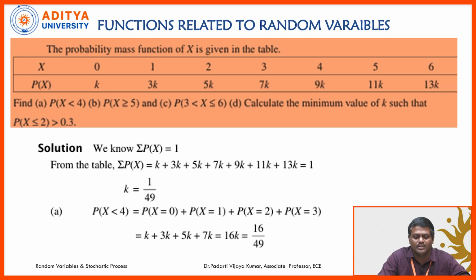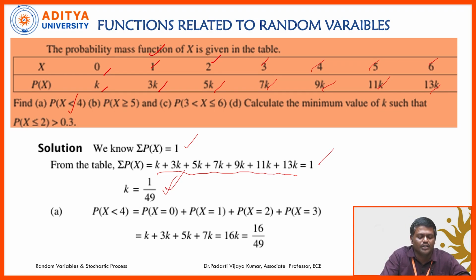The data is given like this: the probability mass function at x = 0, 1, 2, 3, 4, 5, 6. The corresponding probabilities are k, 3k, 5k, 7k, 9k, 11k and 13k. Firstly we need to compute the value of k. If we want to compute the probability, firstly I need to get the value of k. We know that the sum of all the probabilities is equal to 1, as we discussed in the earlier problem. Using that property, summing all the values of the probability and equating it to 1, I will get k is equal to 1 by 49.